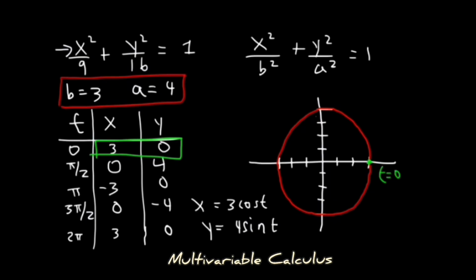And when t is pi over 2, this is going to be 0, 4. And then negative 3, 0 is when t is pi. And then 0, negative 4 occurs when t is 3 pi over 2. And then here, this is 2 pi again. So we can see that t is increasing in the counterclockwise direction. That is, the direction opposite to a clock.